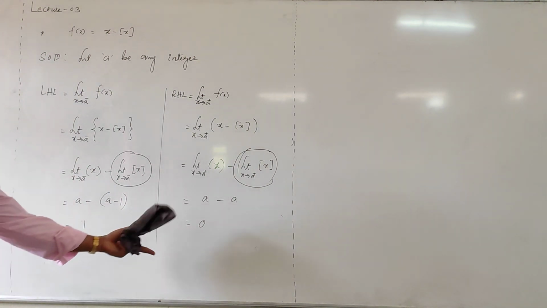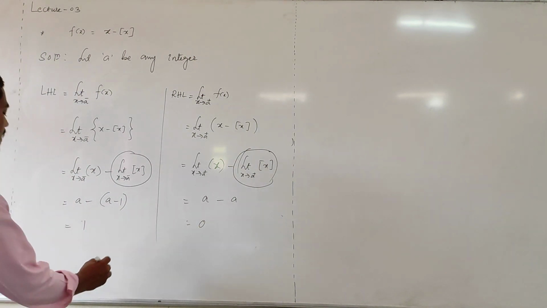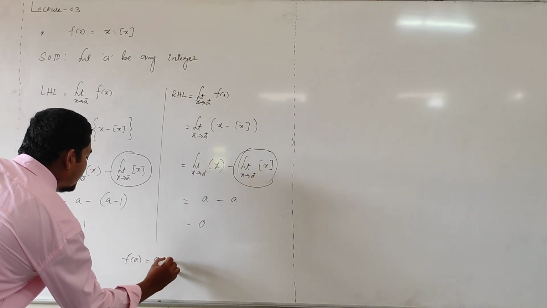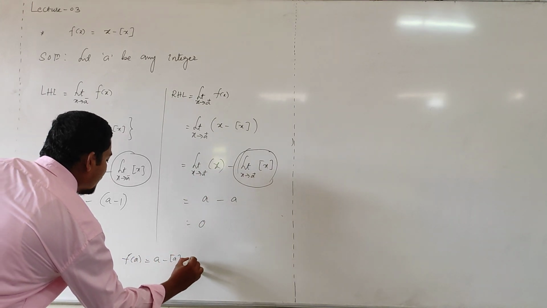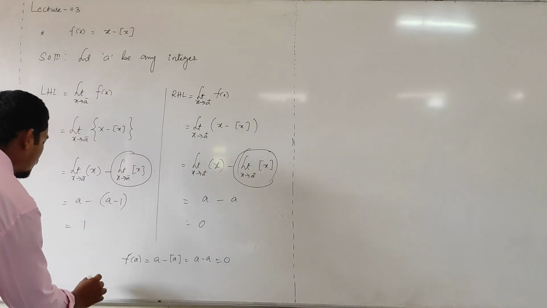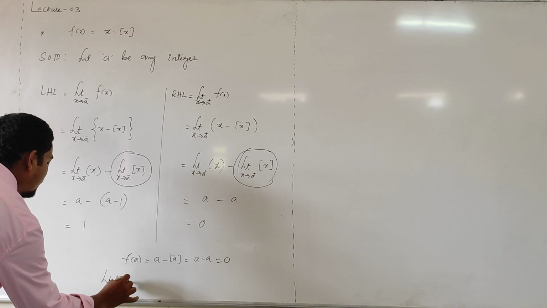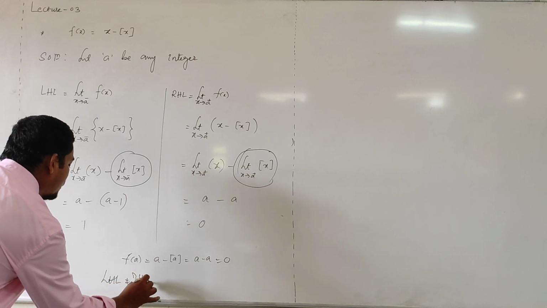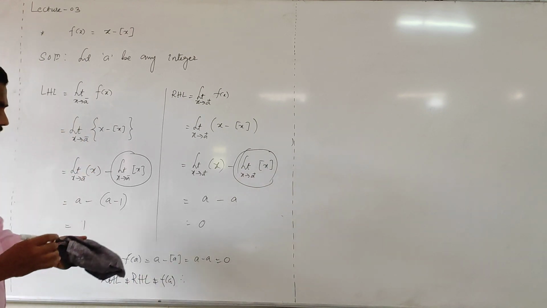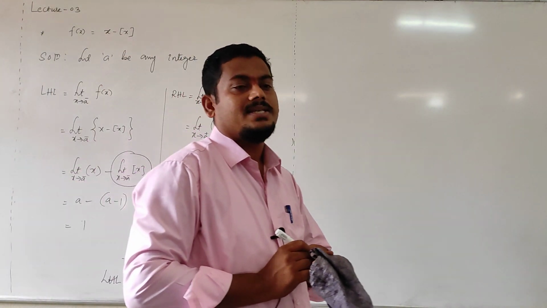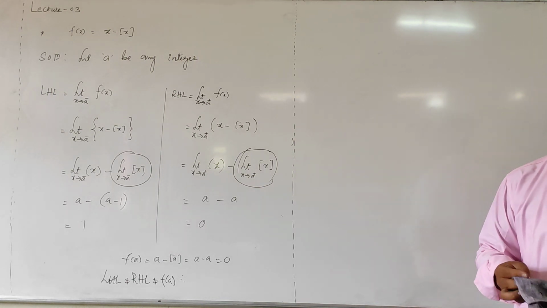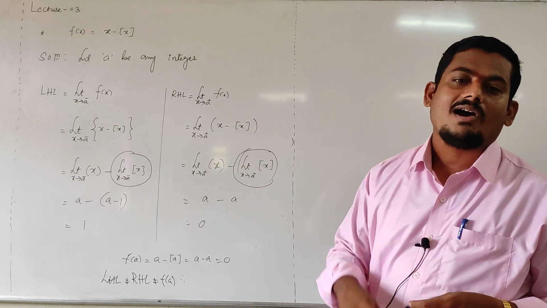Left hand limit is 1, right hand limit is 0, which means clearly unequal. Then what is f of a? f of a equals a minus [a]. [a] is equal to a only because a is an integer, so that equals 0. Clearly the left hand limit is not equal to the right hand limit, which is not equal to the functional value. Therefore f is discontinuous at all integers. x minus [x] is discontinuous at all integral points, or at all integers.